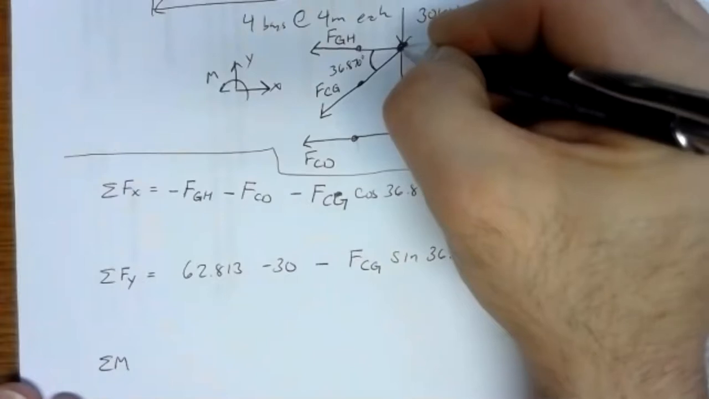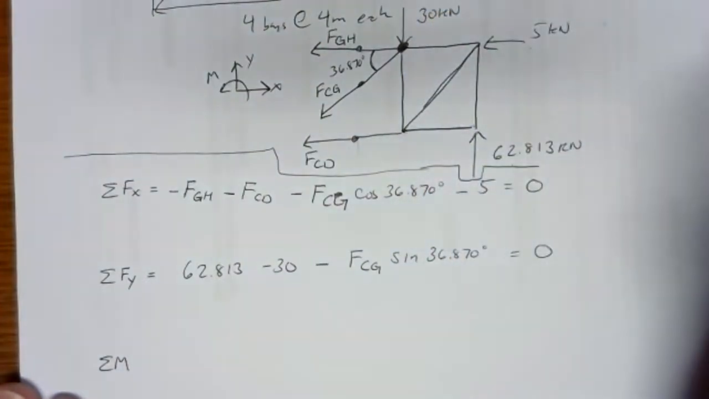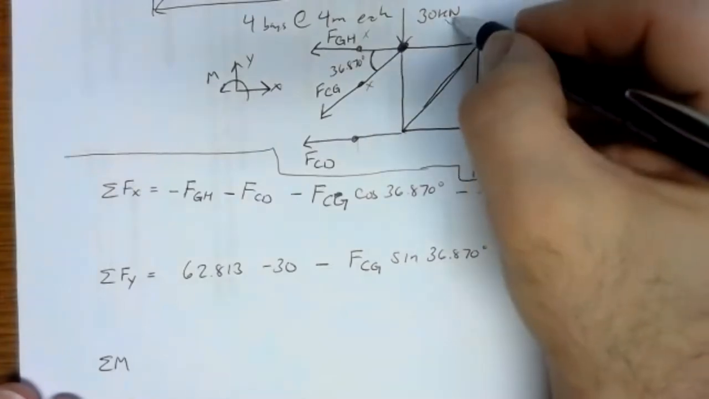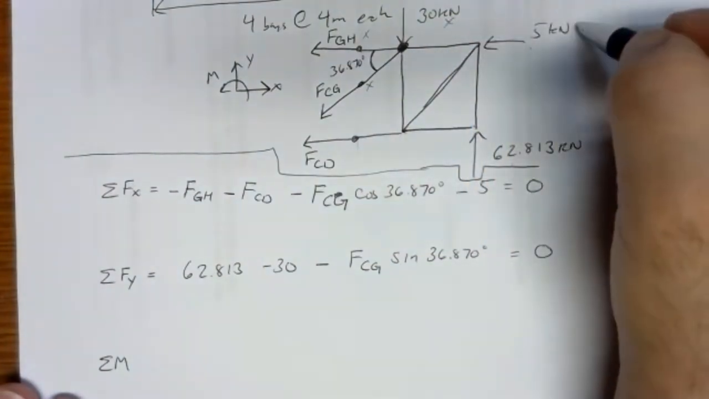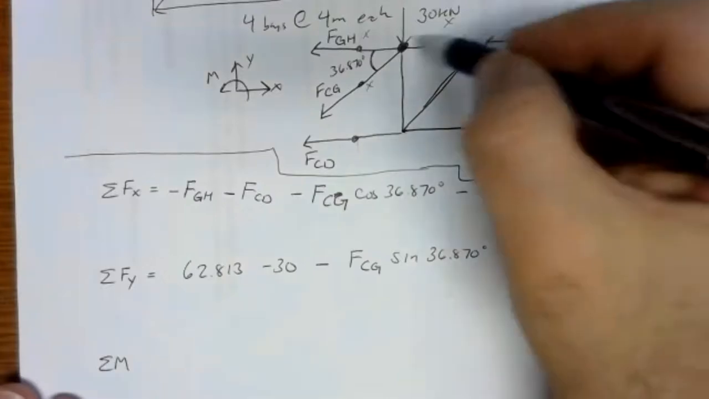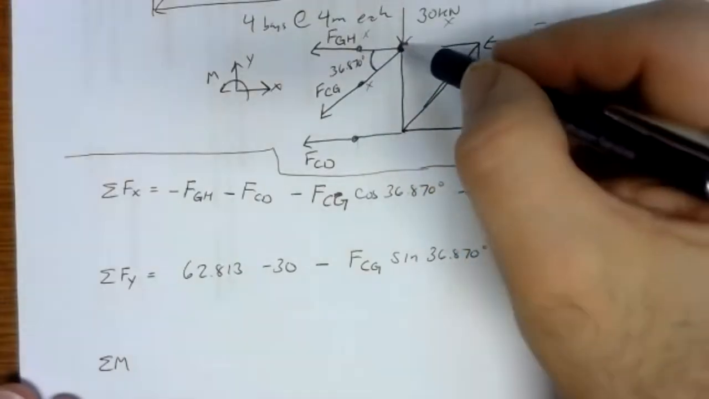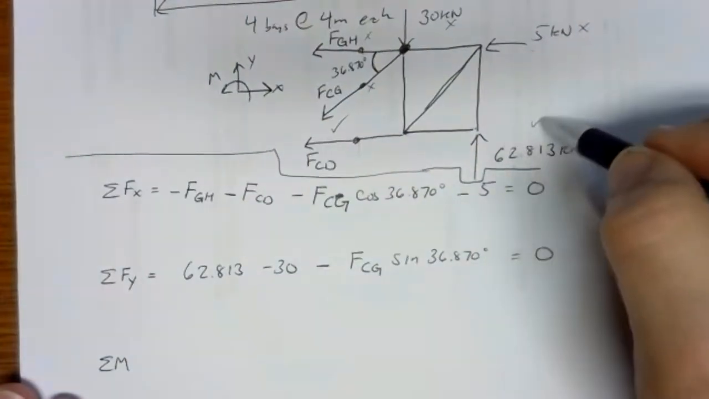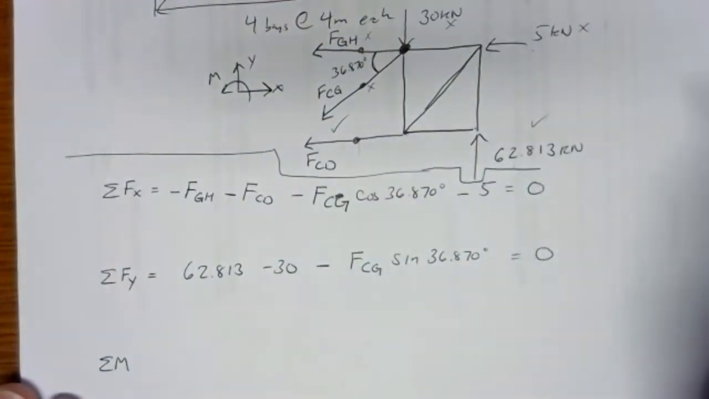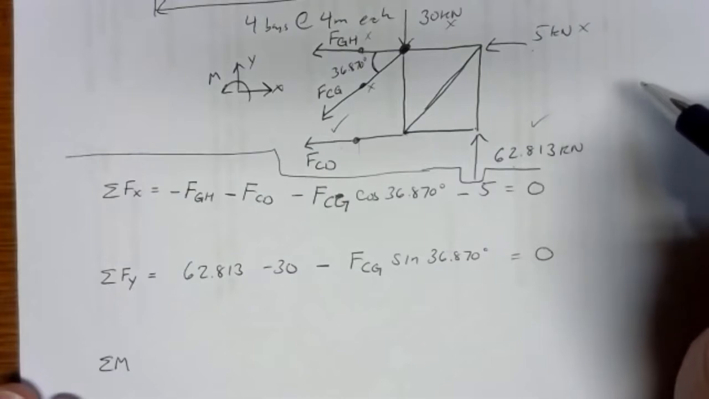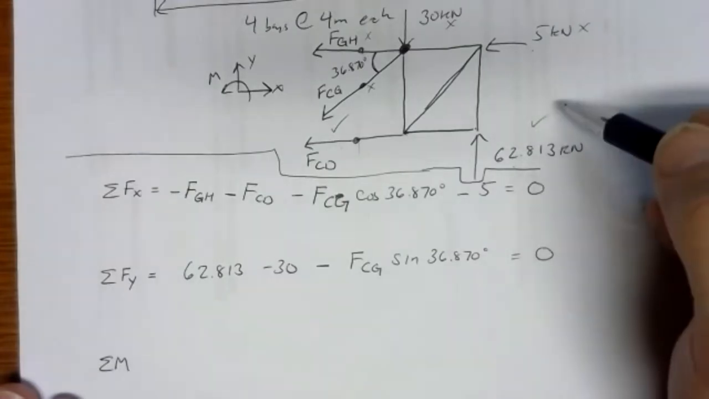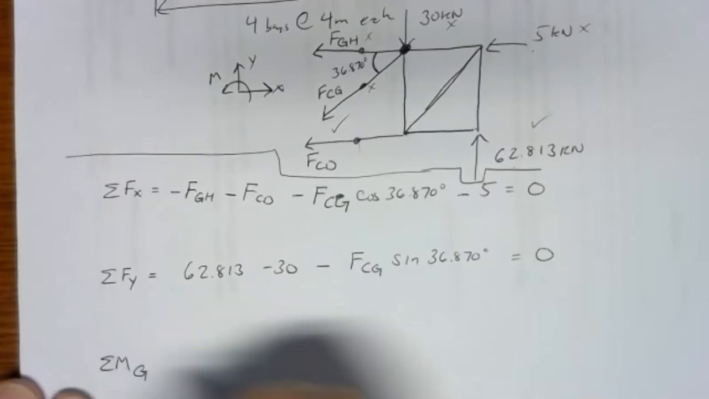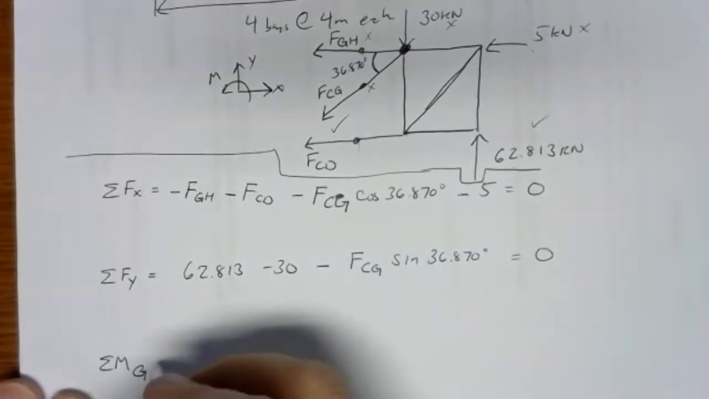Joint G up here looks like a good place to go because that's going to knock out FGH and FCG. It's also going to knock out the 30 kilonewton force and the 5 kilonewton force, since both of them have lines of action that go through G. All I'm going to have left is FCD and the 62.813 kilonewton force. I'll have to be careful with the arms, but those will be the only two terms in the moment equation. So that's nice and simple. So we'll pick the moment about point G.